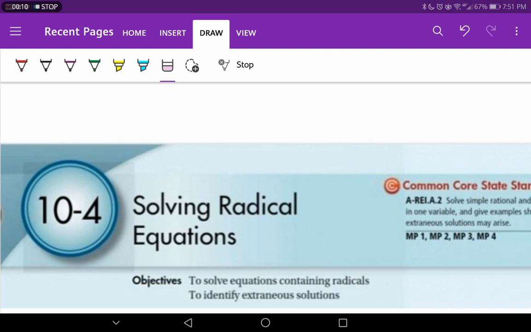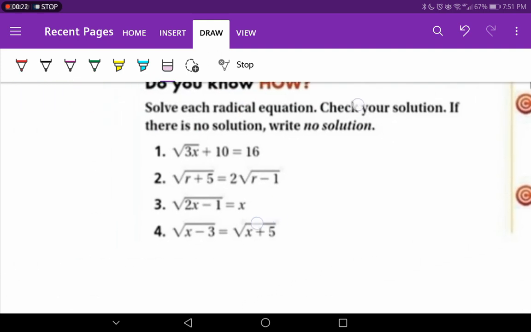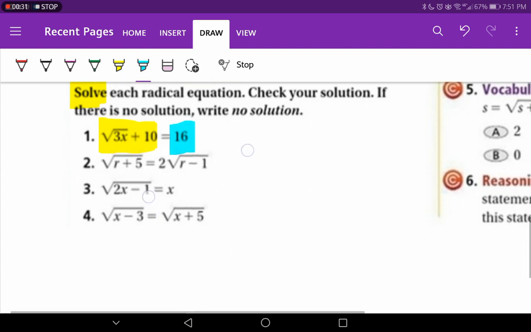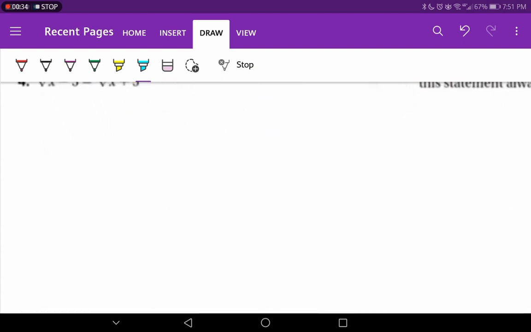Our objective is, we have two objectives actually: solve equations containing radicals and identify extraneous solutions. Okay, let us start. He asked me to solve, and when he mentions equation, that means I have a left side and a right side. Let me rewrite the question. It is radical 3x plus 10 equal 16.